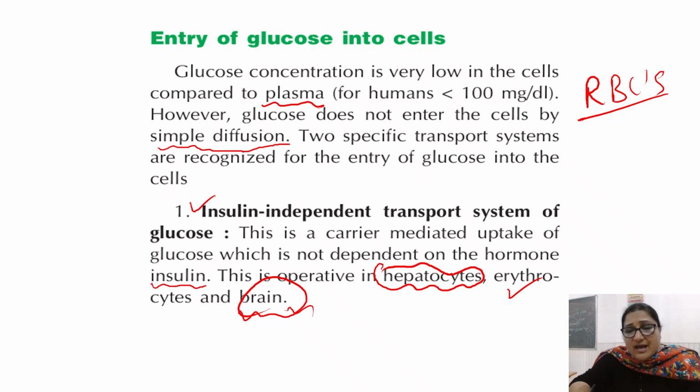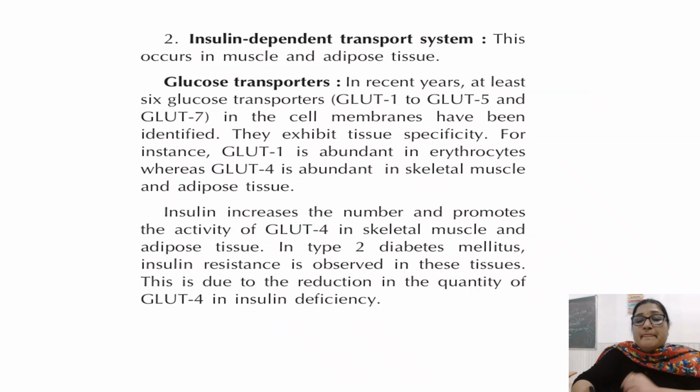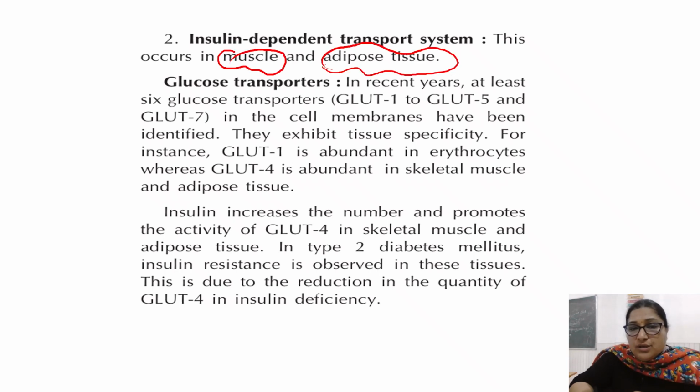Simply, there is a carrier, and the carrier mediated transport takes place. Now, let's see the insulin dependent transport system. It specifically occurs in muscles and adipose tissue.